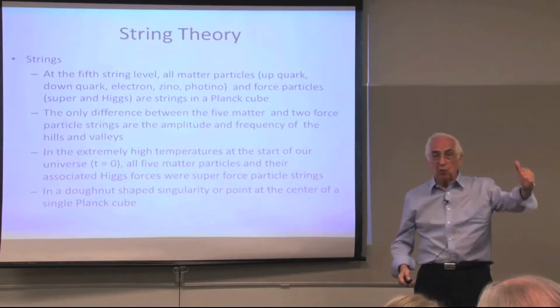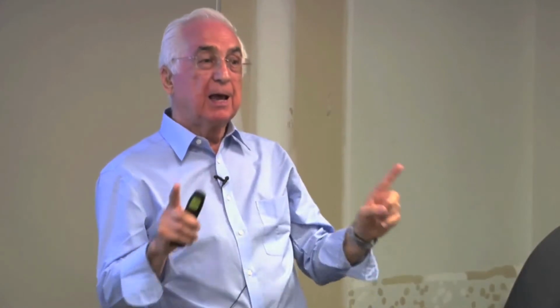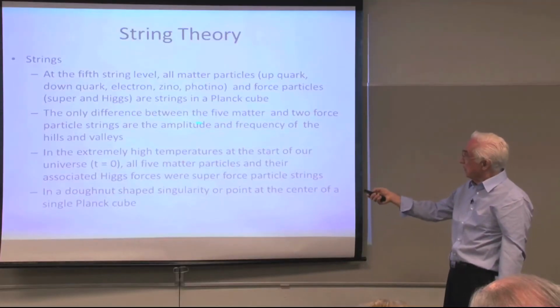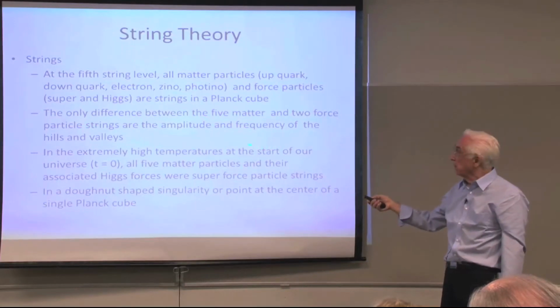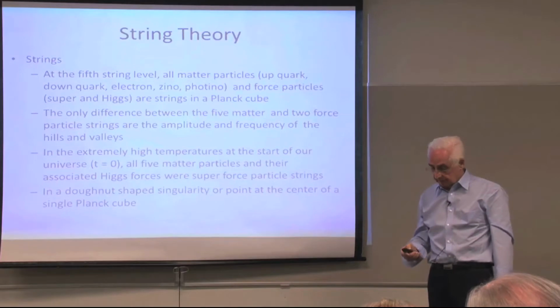Now, I went through the 4 levels of matter. We went from molecules to atoms, to protons, neutrons, electrons, to up and down quarks. At the 5th level, all matter particles and force particles are strings in a Planck cube, and the only difference between them is the amplitude and frequency of the hills and valleys.